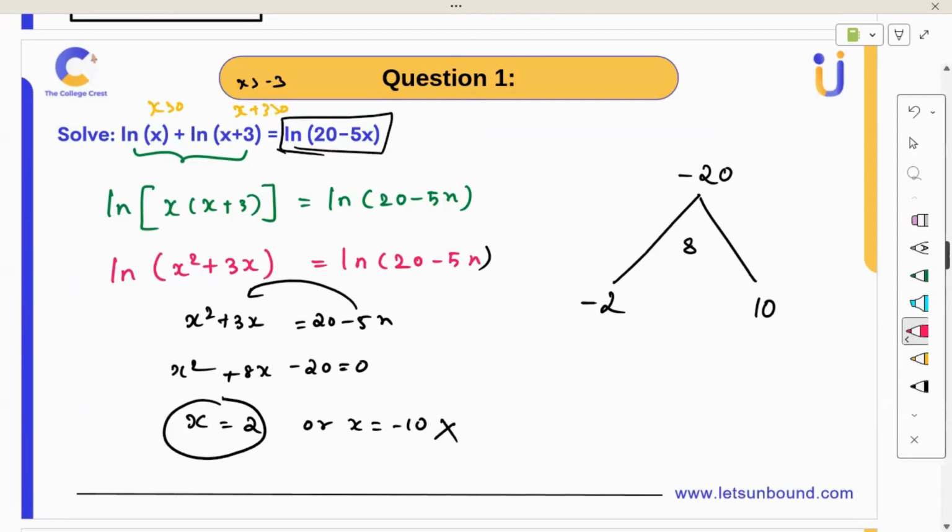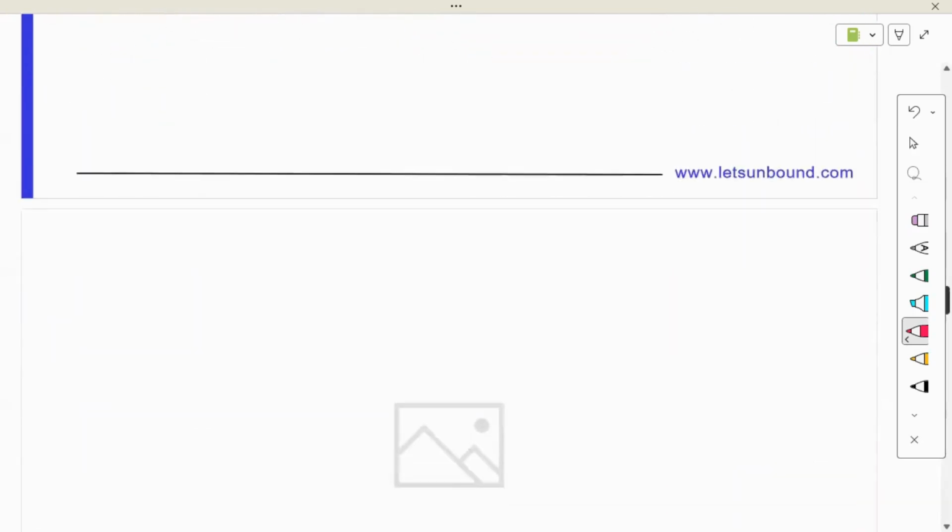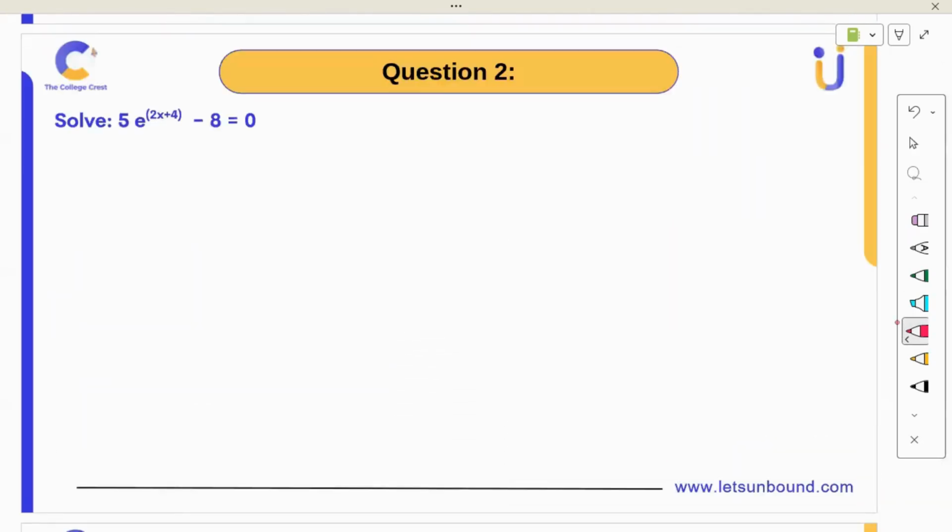And moving to the next part. Solve 5 times e power 2x plus 4 minus 8. It's an exponential equation. So let's put it in pure exponent form. The other thing you can do is just add 8 on both sides. 5 e power 2x plus 4 equals 8. Then divide by 5 on both sides. 5 cancels. e power 2x plus 4 equals 8 over 5.